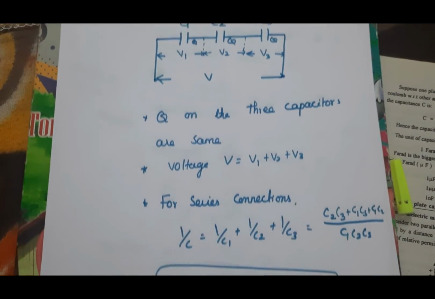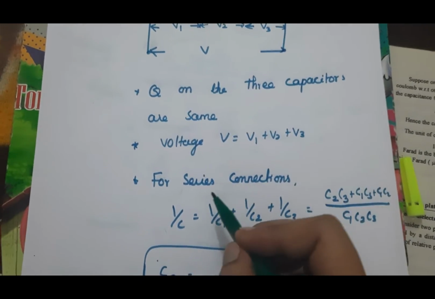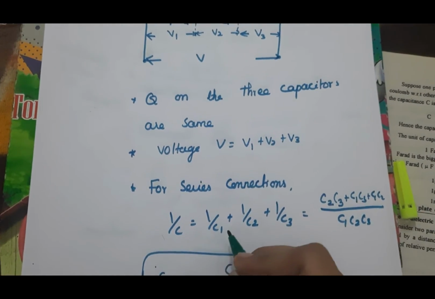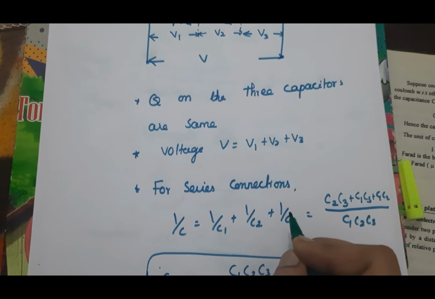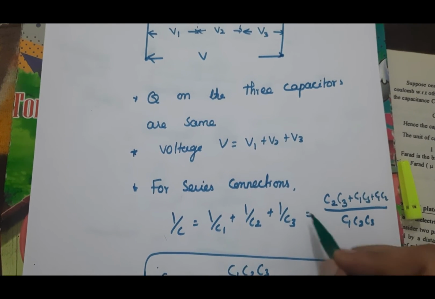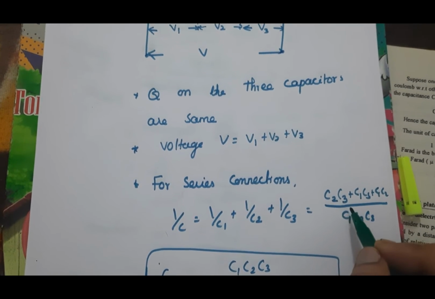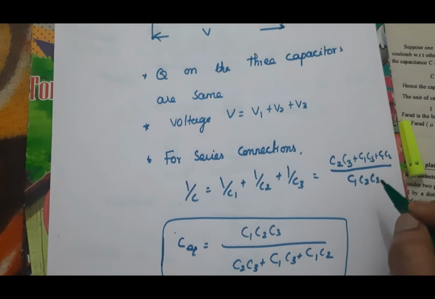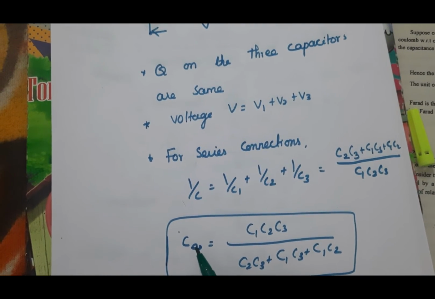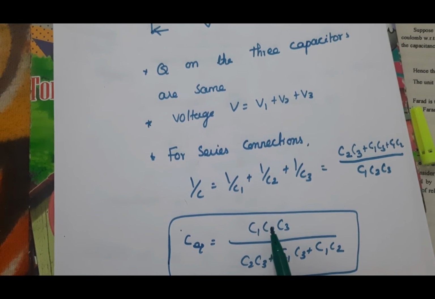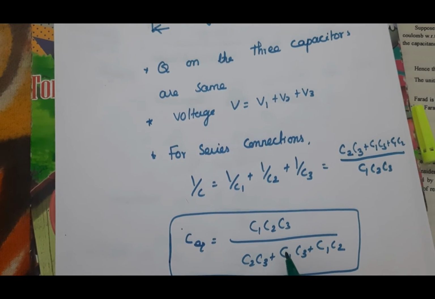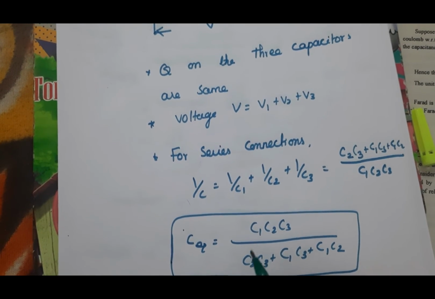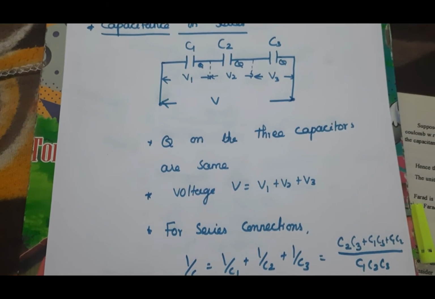Now we are going to find the total capacitance, using the reciprocal of each capacitance value. So 1 by C is equal to 1 by C1 plus 1 by C2 plus 1 by C3, and taking LCM and solving this, the equivalent or total capacitance is the reciprocal of this value, that is C1 C2 C3 divided by C2 C3 plus C1 C3 plus C1 C2. This is the equation of total capacitance in series connection.